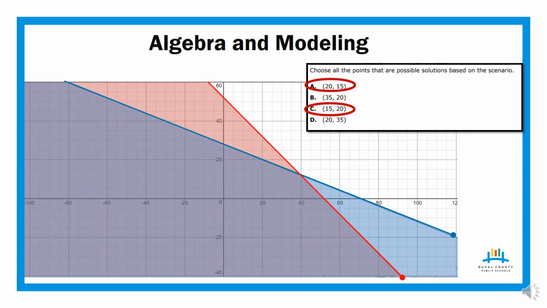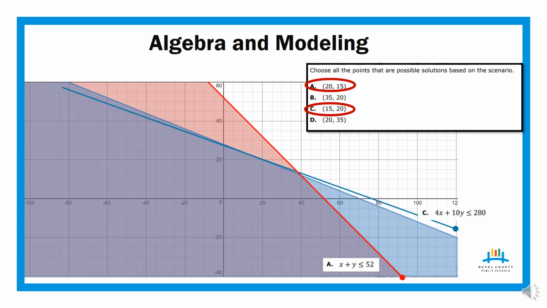Now I'm going to extend this problem. If we had been asked to choose all the points that are possible solutions based on the graph of the real-world problem, we would see these inequalities graphed on this slide. Each of the inequalities would be graphed with solid lines, since the inequality symbol is less than or equal to. If the inequality had been just less than, we would be using a dashed line.